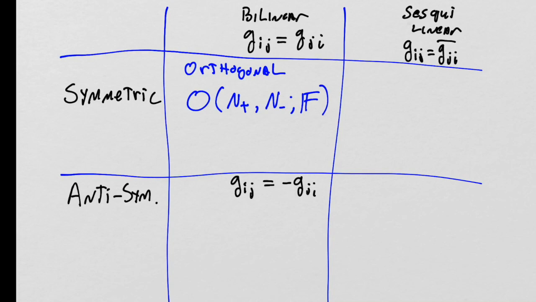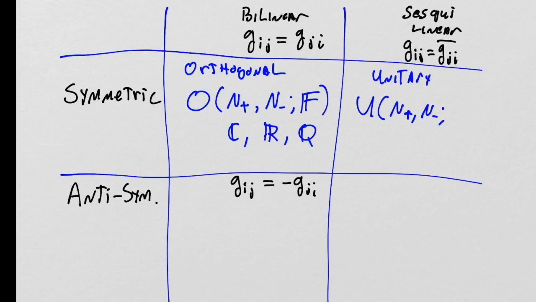And Gilmore allows F to include the quaternion. So there is an orthogonal N plus N minus group for the reals, for the complex numbers, and for the quaternions. Likewise, for the sesquilinear groups, they are called the unitary groups, and they're given by U, N plus, N minus, and the ones we are focusing on are obviously the complex numbers, right? It doesn't really make much sense to have it over the reals. But you can also have the unitary group N plus, N minus over the quaternions.